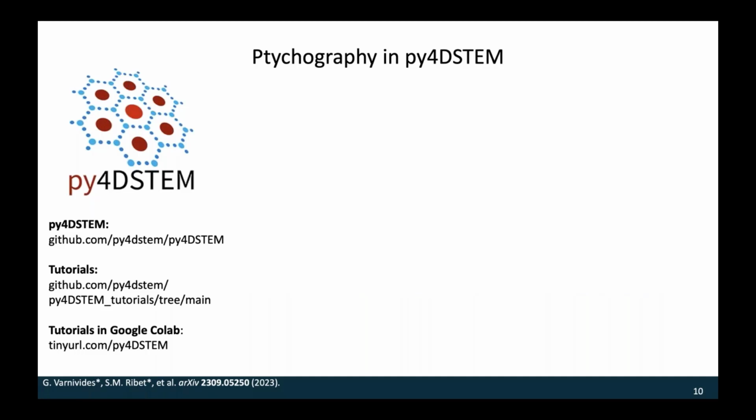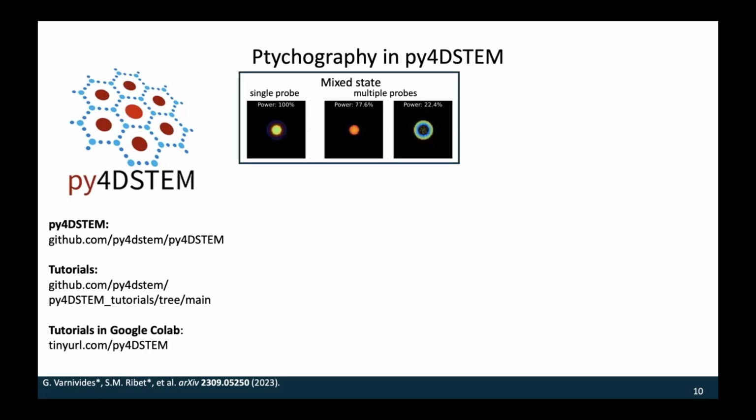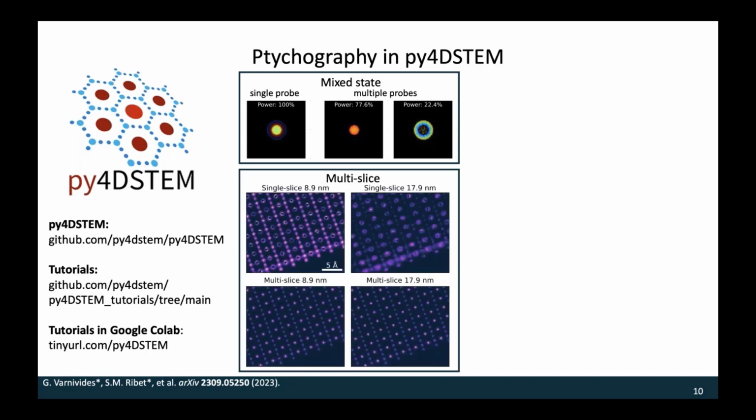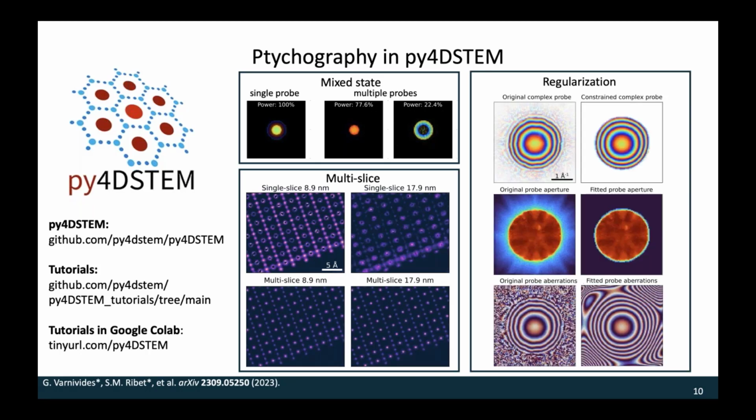As Colin mentioned, this is part of py4DSTEM. We have tutorials, we have our code. You can run it in Colab. And we have a lot of other features for ptychography in this code. So one thing you can do is mixed state. If you want to help solve the problem of coherence, you can work with multiple probes. We have multi-slice reconstruction, which helps solve phase wrapping problems. You can break your sample into smaller slices. And we also have a lot of regularization, which is really important for helping get your reconstructions to converge.